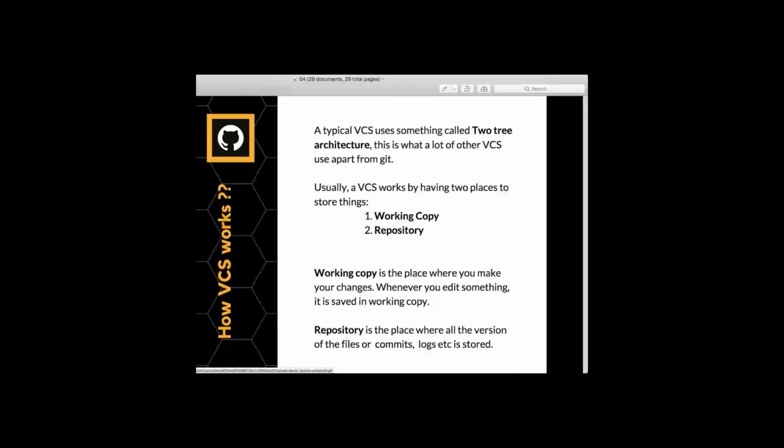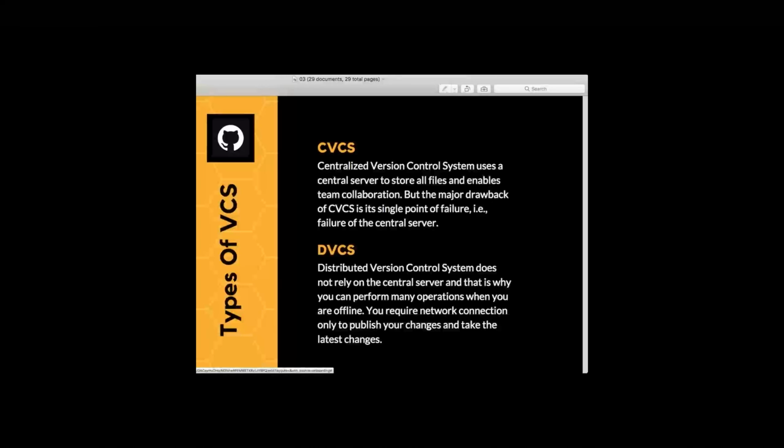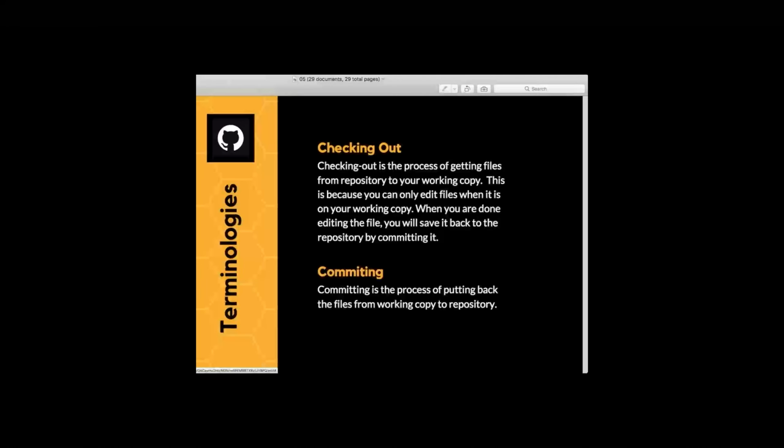Right? So that makes sense, right? Currently, when you are going with a centralized version control system, you have only two trees, a working copy and your repository, the central server. This only works on two trees, right? Your developer level and your server level, client and server. Now here we need to understand two terminologies: checking out and committing.